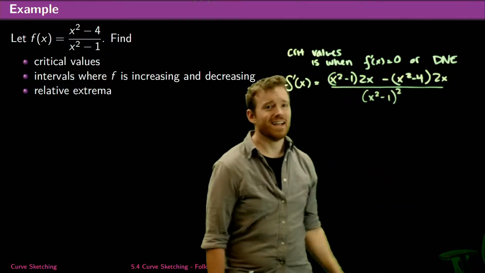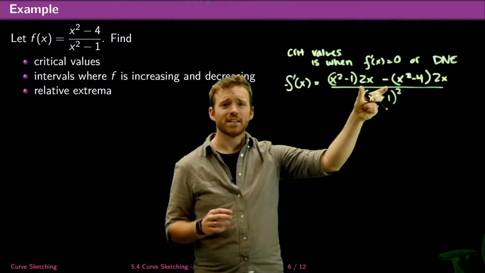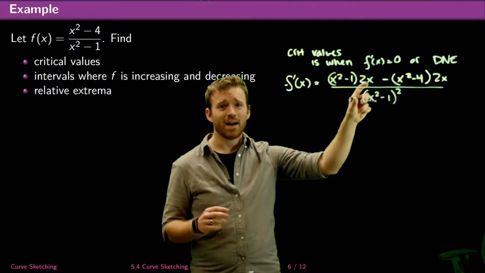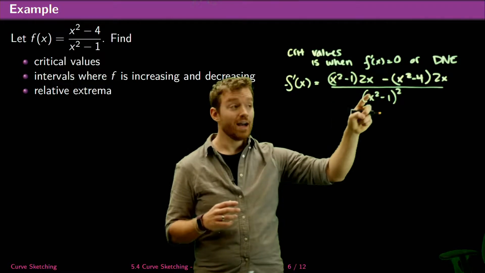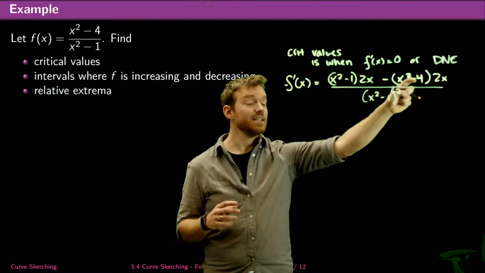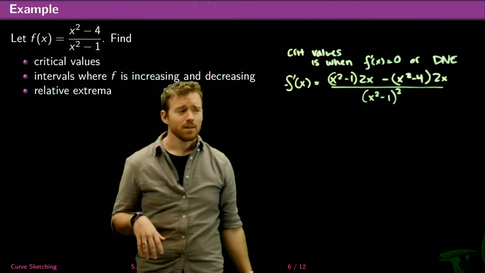This rhyme is kind of silly, but it always helps me to remember which one comes first. For a long time, I couldn't remember, is it fg prime minus gf prime or the other way around? And so remembering this rhyme, low d high minus high d low over the square of what's below, helps me to remember which order it comes in.